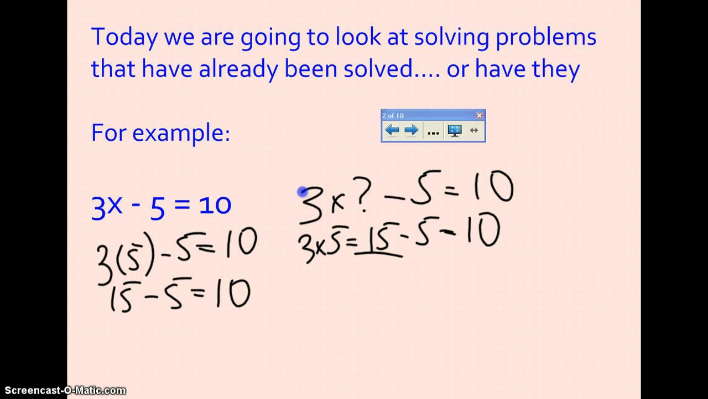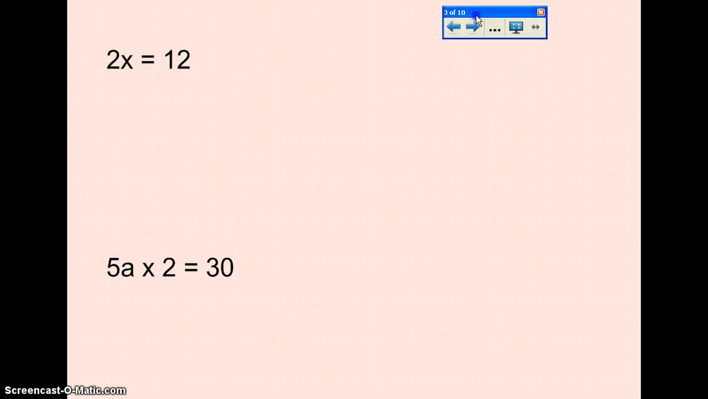And make sure that you are constantly writing what you need to do. All the work needs to be showed. Some of you are forgetting to show your work. So let's try these examples here. 2x equals 12 and 5a times 2 equals 30.